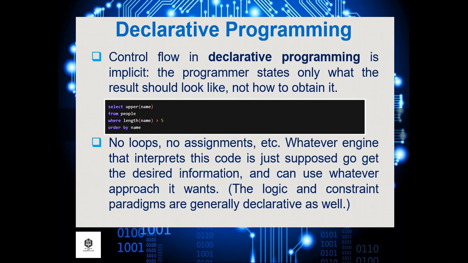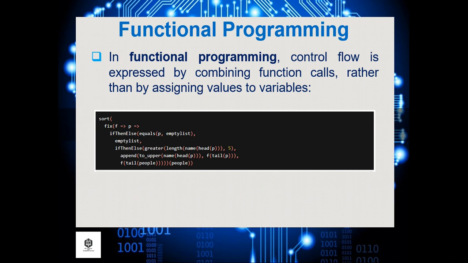So how about declarative programming? Control flow in declarative programming is implicit. The programmer states only what the result should look like, not how to obtain it. No loops, no assignments, and so on. Whatever engine interprets the code is just supposed to go get the desired information and can use whatever approach it wants. The logic and constraint paradigms are generally declarative as well.